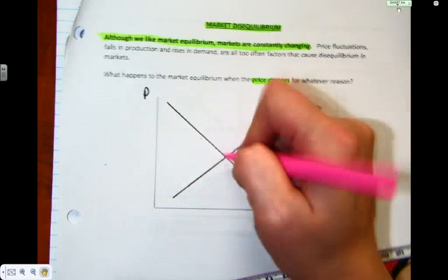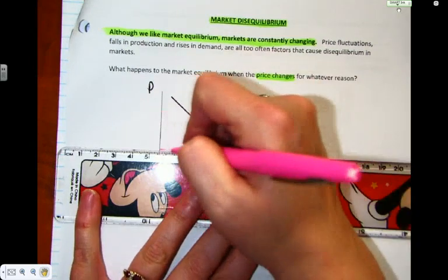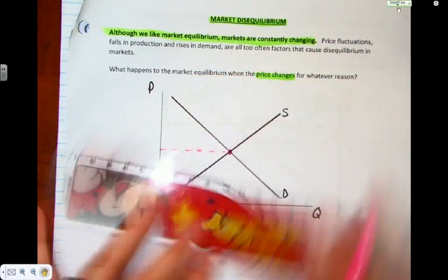And what do we know about where these cross? It is the equilibrium. And what's our notation?